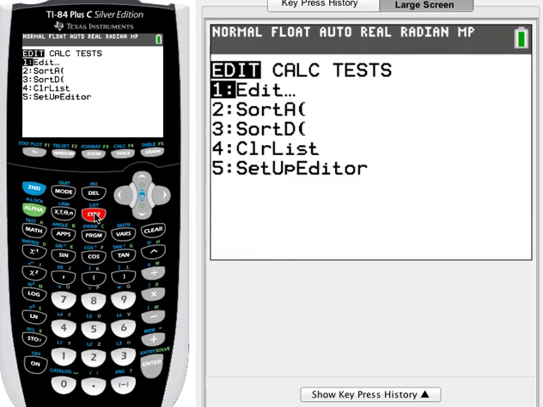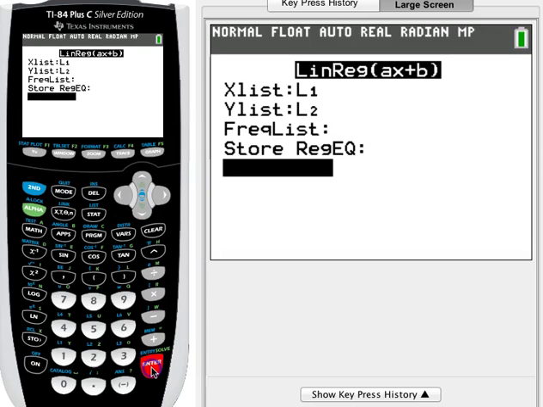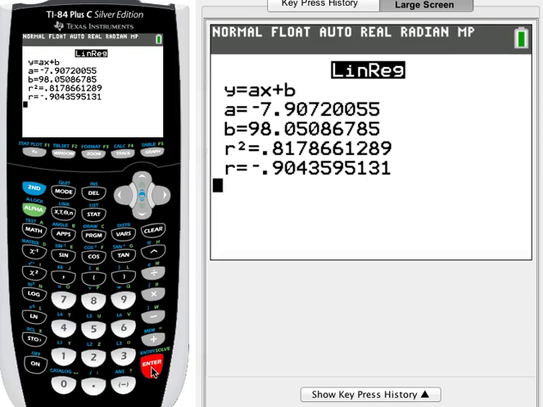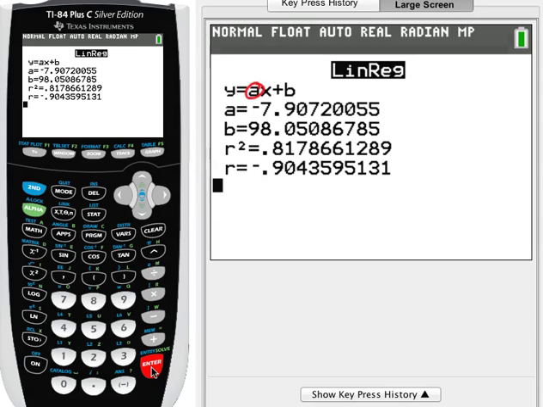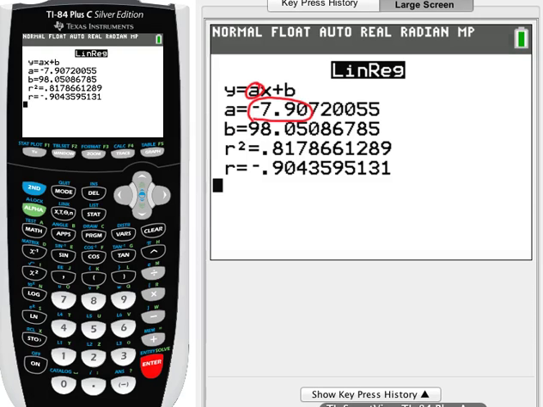Now we go back into Stat, over to Calc, down to Linear Regression. And here is our new information. All right, so our slope this time is about negative 7.91. So I'm going to go write that in. Y equals negative 7.91x. And then our y-intercept, 98.05.